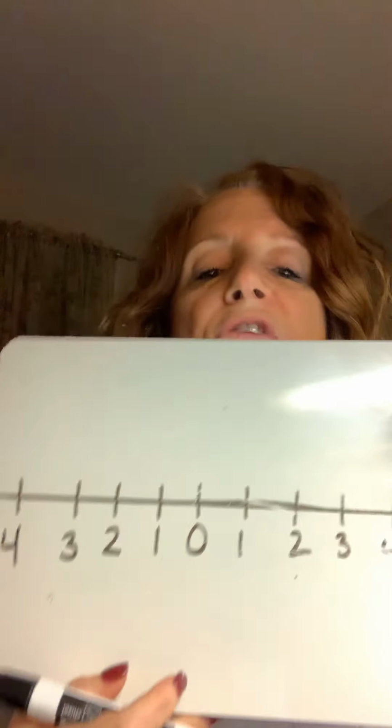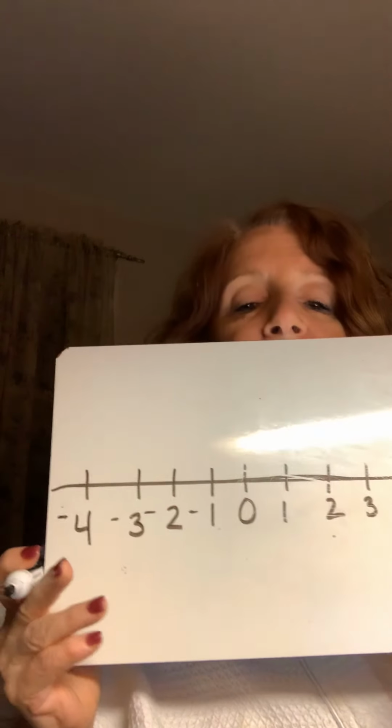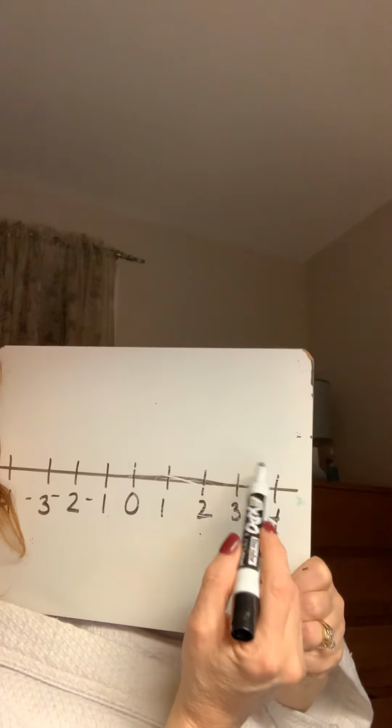Here's my poorly drawn number line for all of you. I'm going to sit back a little so you can see. And here you see that we have all of our positive numbers, but then we have negative numbers. I'm going to put in my little negative sign there, okay? Positive and negative numbers.